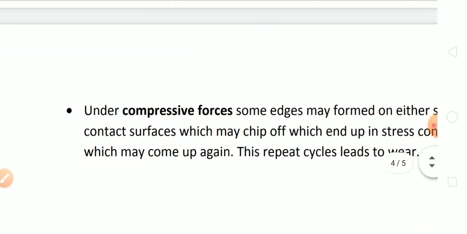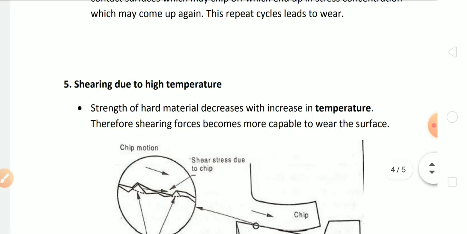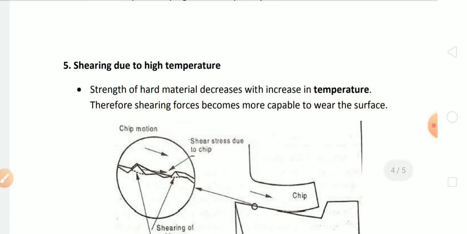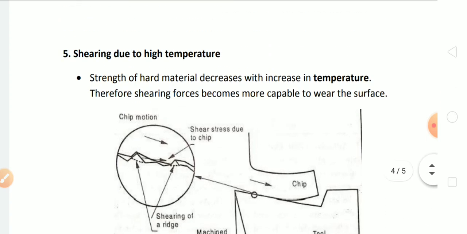And the next one is shearing due to high temperature. The simple mechanism is that when the temperature of a material or metal increases, at that elevated temperature the material becomes soft, so the hardness is lost, and finally the material will fail. So that is shearing due to high temperature.